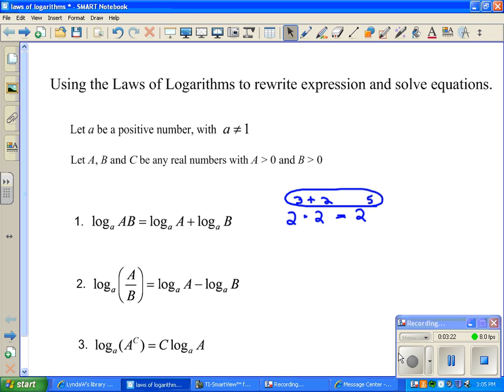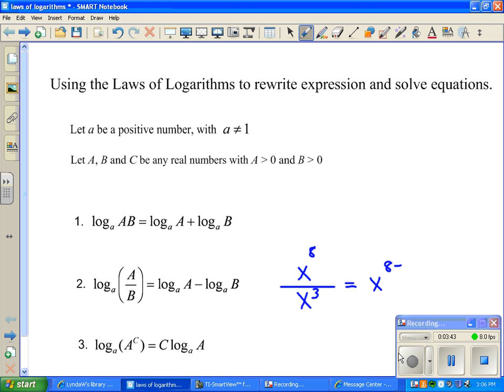Now, number 2, this one shows us that if we're subtracting two logarithms with the same base, we can divide out what we're taking the logs of. All right, and this also goes along with what we learned in Algebra 1, that if you have, let's say, x to the 8th divided by x cubed, we can subtract the exponents to get x to the 5th. So if we're subtracting two exponents, that comes from a problem where we were dividing. Okay, and we'll see examples of that.